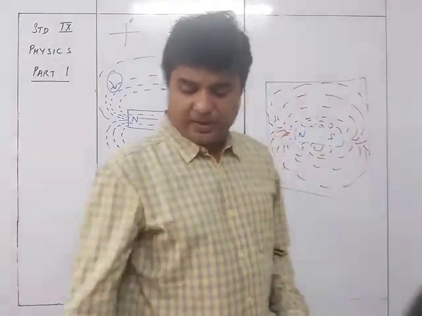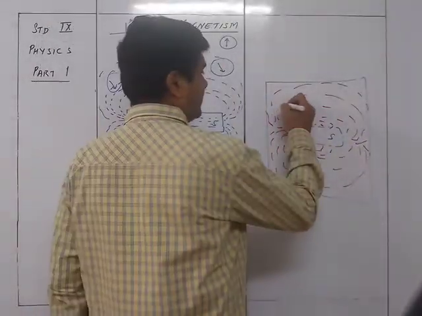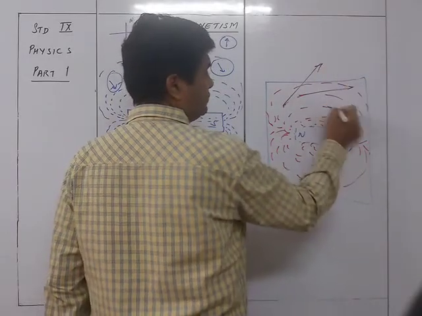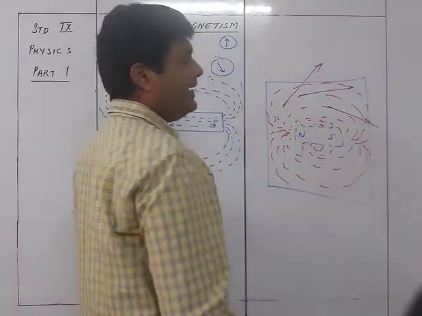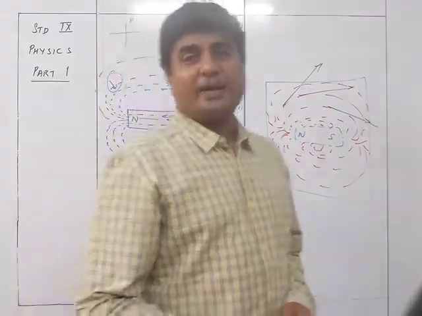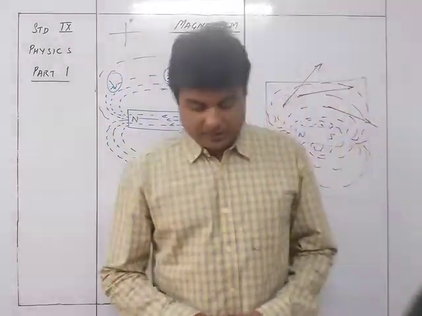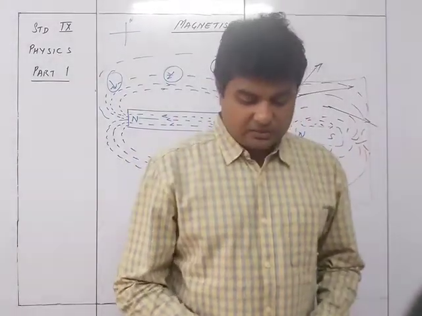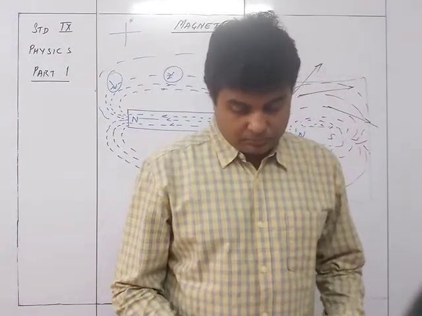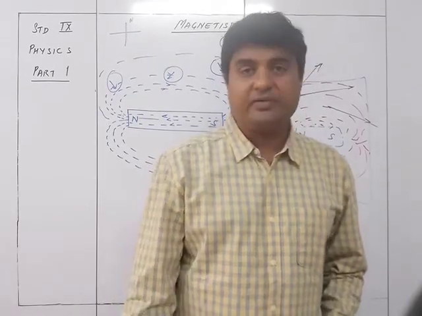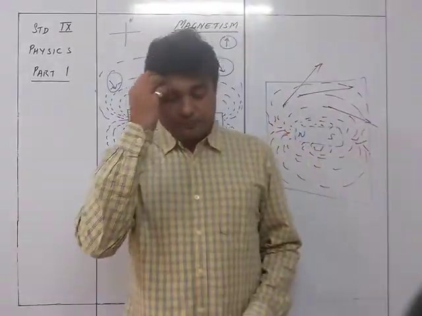So when I'm taking any particular point, you can see if I take this particular point, the direction is this way. If I take this point, the direction is this way. If I take this point, the direction is this way. So at any point, the direction of the magnetic field is tangential to that point. Okay, so the magnetic field will always be tangent at a point, in the given direction of the magnetic field.